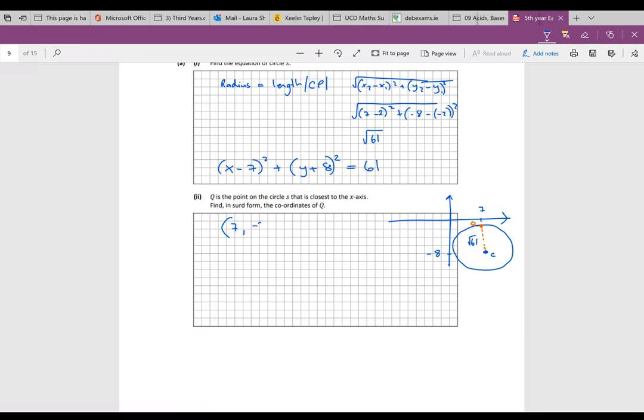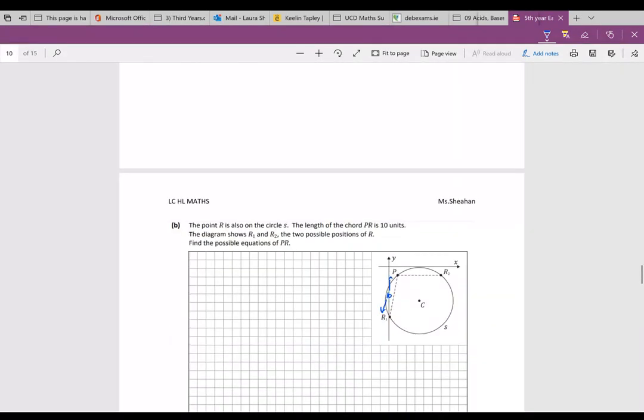So -8 plus root 61. Okay, if the radius was 4, I would go -8 plus 4, it would get me to 4. If the radius was 7, that would be 1. So that one was just literally looking at your diagram, really, or forming a diagram.